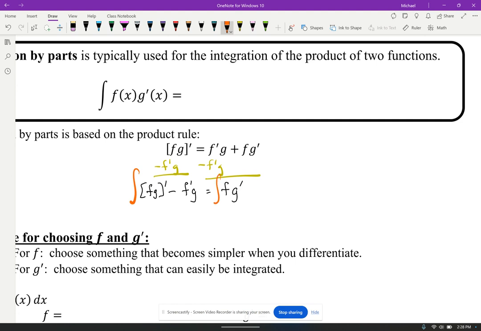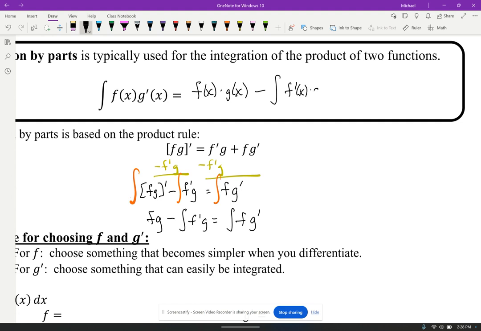Well, here I have two parts, so really I can take the antiderivative of that. And in so doing, when I take the antiderivative of something that is being differentiated, I'm going to be ending up with fg minus the integral of f prime g, and that's going to equal the integral or the antiderivative of f g prime. So this is really f of x times g of x, and then minus the antiderivative of f prime of x times g of x.